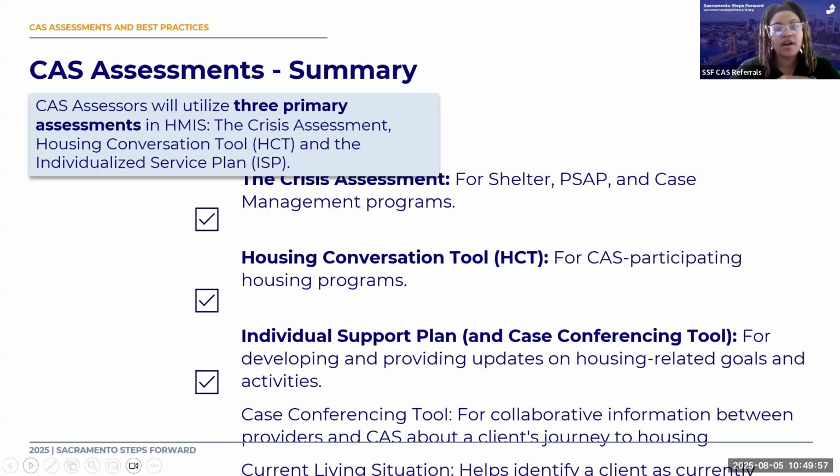And then there are two more at the bottom that are more optional, but they are very helpful. One is the case conferencing tool, which is for collaborative information between providers and CAS about a client's journey in housing. It adds a lot more context than the housing conversation tool does of what's going on with the client. And then you also have the current living situation, which is pretty helpful for you to be able to identify that a client is experiencing homelessness. So it's able to identify that in our system, which is pretty helpful when we're trying to look for chronicity for clients.